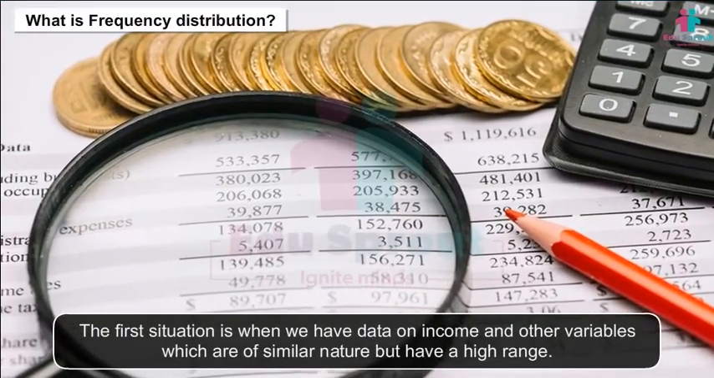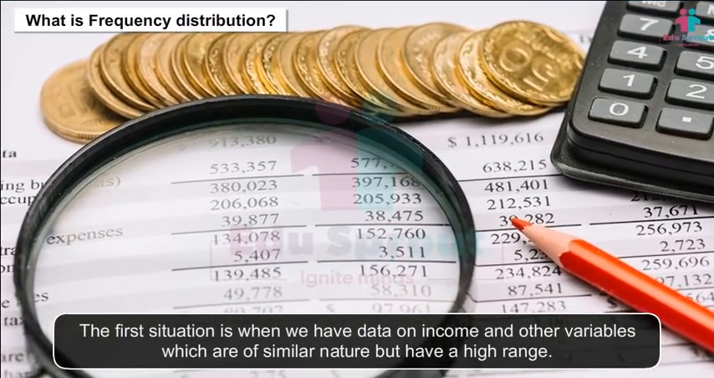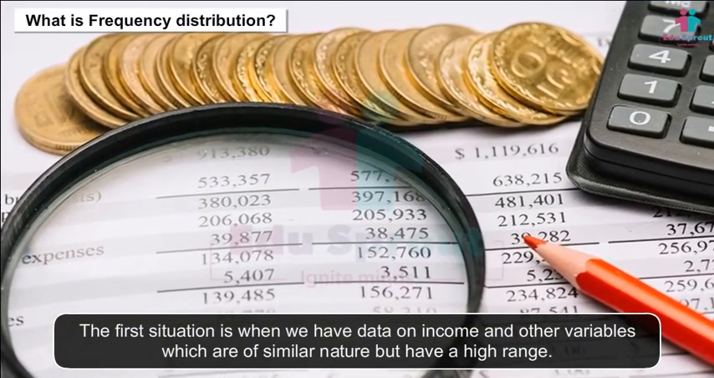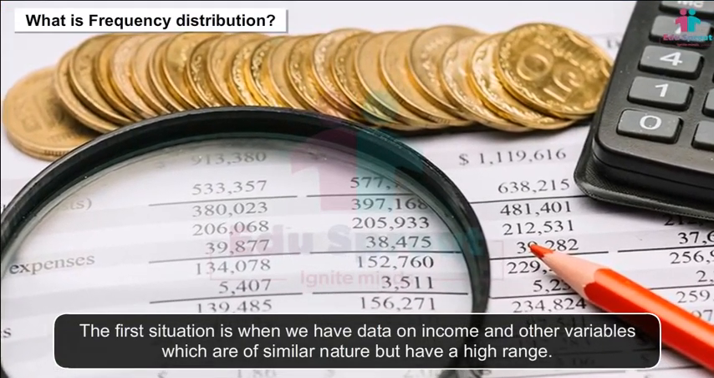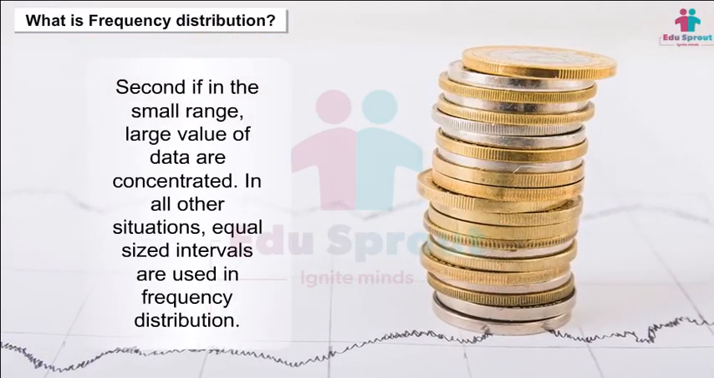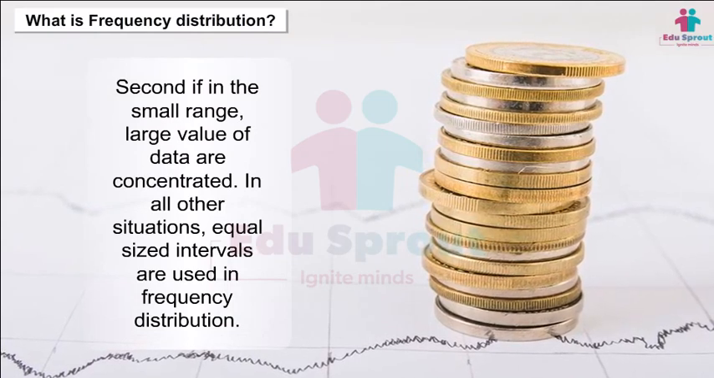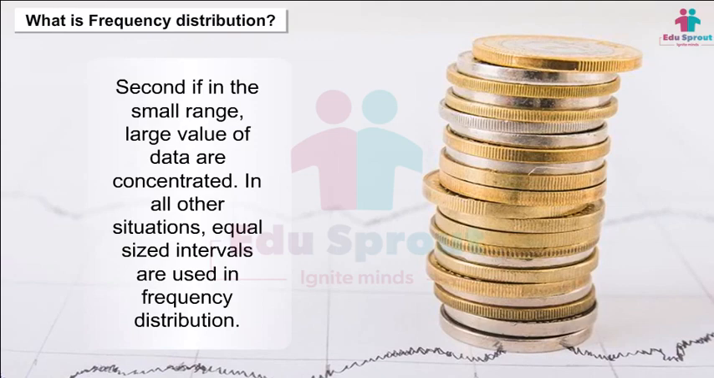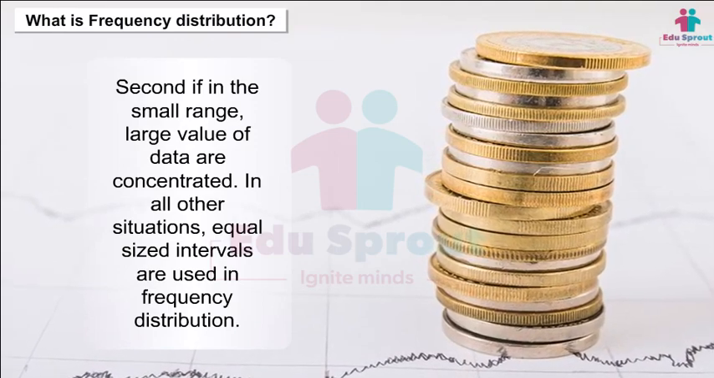The first situation is when we have data on income and other variables which are of similar nature but have a high range. Second, if in a small range, large values of data are concentrated. In all other situations, equal sized intervals are used in frequency distribution.